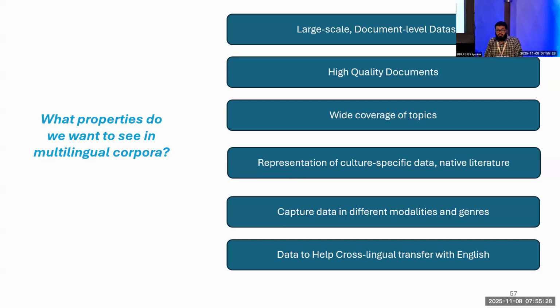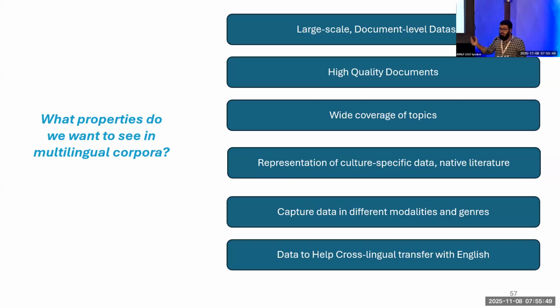You need a wide coverage of topics, as we've seen in the knowledge probing task. You need all sorts of knowledge to be represented in multiple languages. You need representation of culture-specific data, because if you are interacting with a model in a particular language, you would want the model to be culturally aware when it's giving you a response.